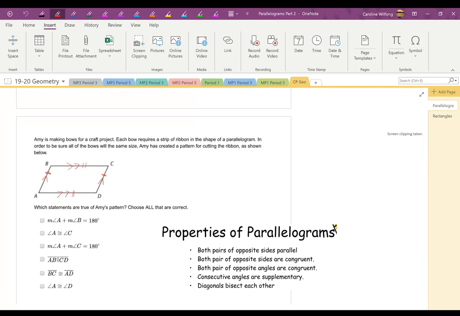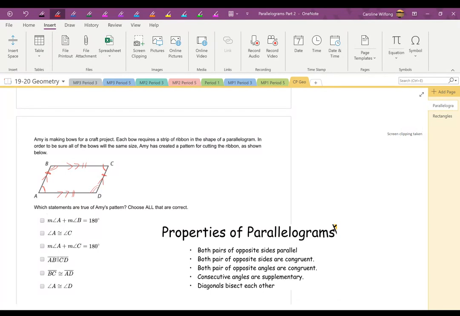The third property is that both pairs of opposite angles are congruent. So angle A is opposite angle C. So by the properties of parallelograms, those two angles are congruent. As well as angle D is opposite angle B. So those two angles are congruent.